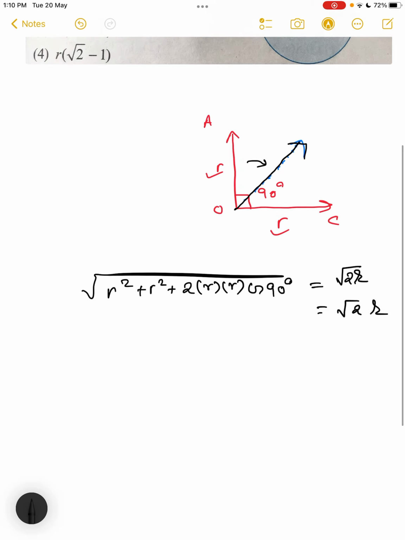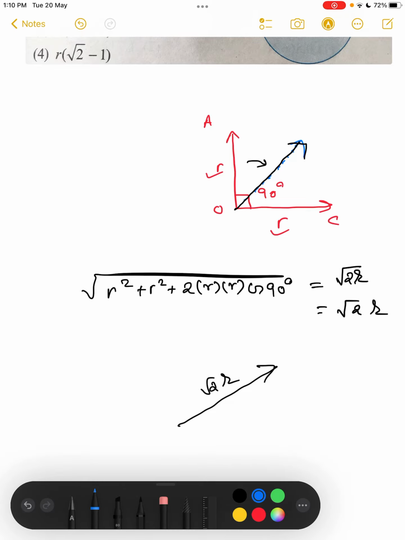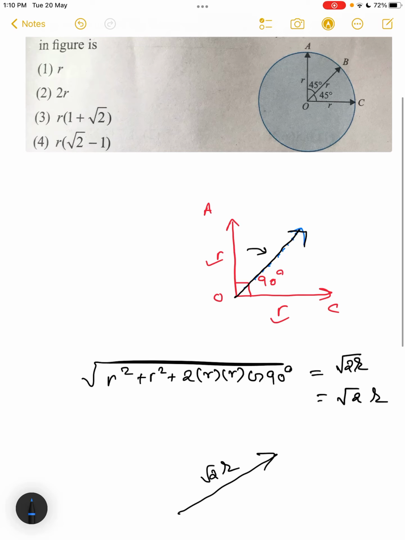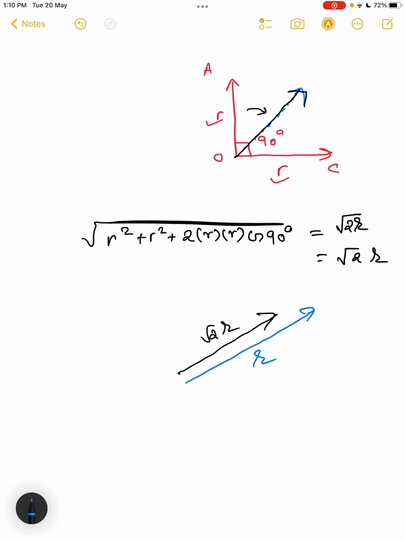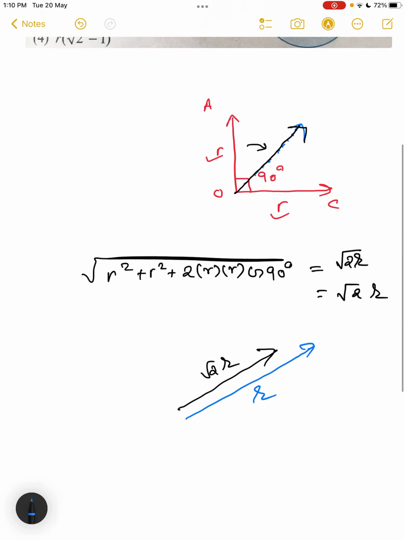And let's say this is the root 2R vector. And already along that line there is a vector, this one in the question, which is present in that direction, R. So these two vectors, by the way root 2R will be greater than R, but both of these vectors now are in the same direction.